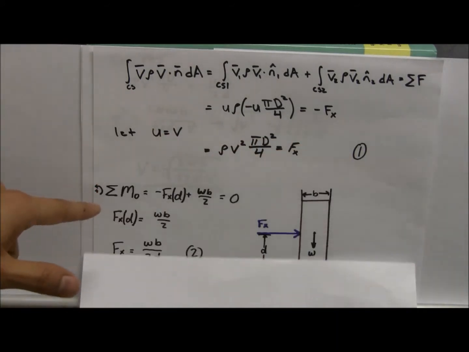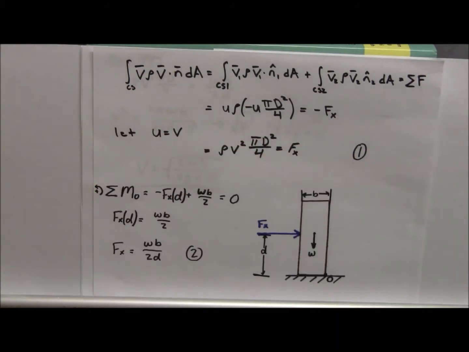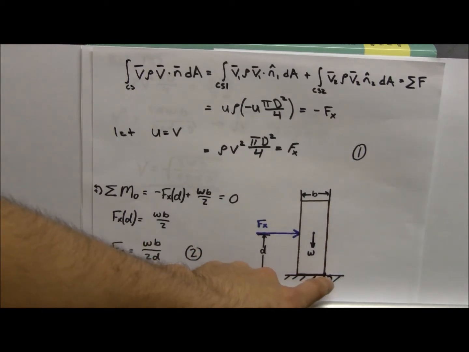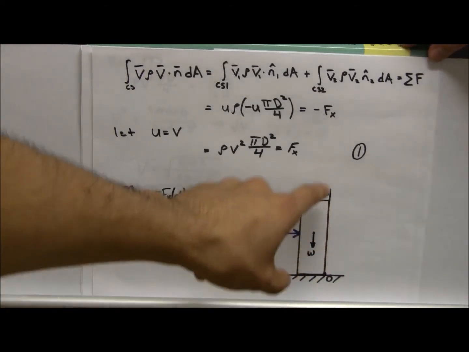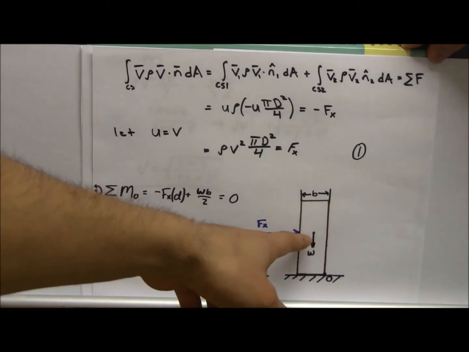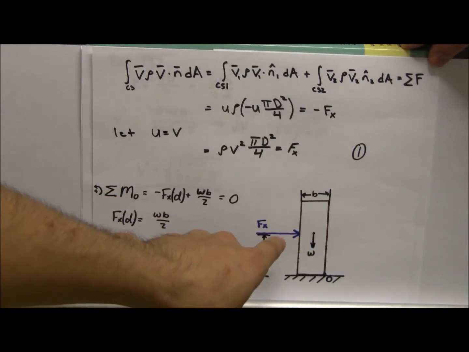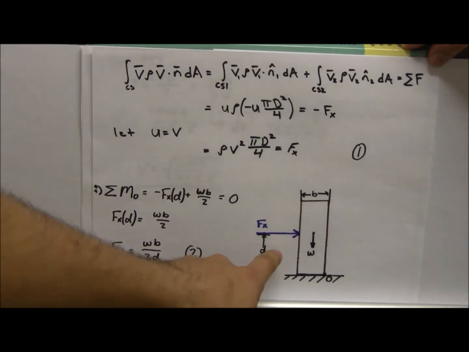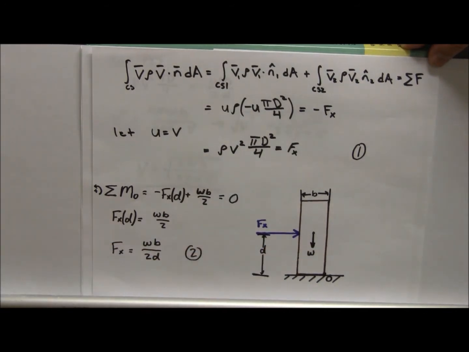Next, to find the force that tips the block over, it's a simple statics problem. We're doing the sum of the moments, and here we have a diagram showing point O down here, and two forces acting on our block body: the weight and this force due to the fluid. It's an equal and opposite force that acts on the control volume.